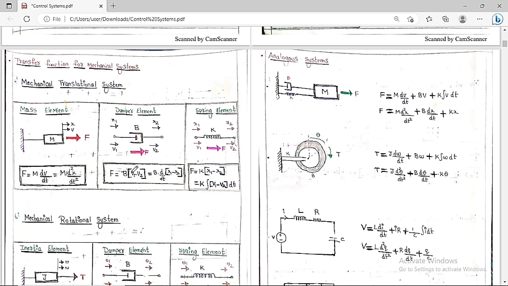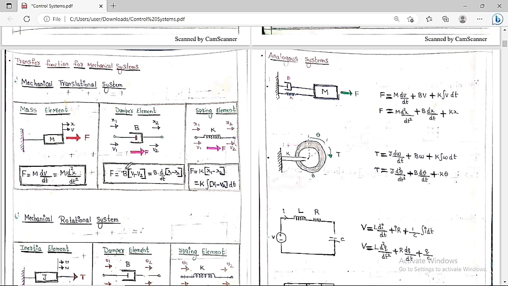So F is equal to B into v1 minus v2, but velocity is equal to the rate of change of displacement. Therefore, v1 I can write as d by dt of x1, and v2 is d by dt of x2. If you take d by dt common, then we are going to get B into d by dt of x1 minus x2. Here B is called the damper constant, or you can say damping constant.